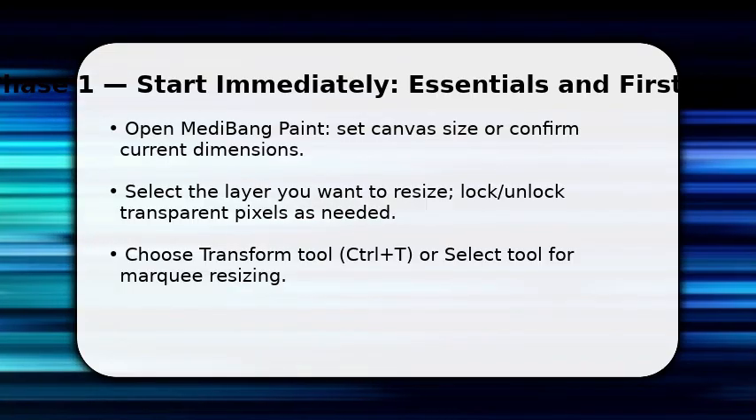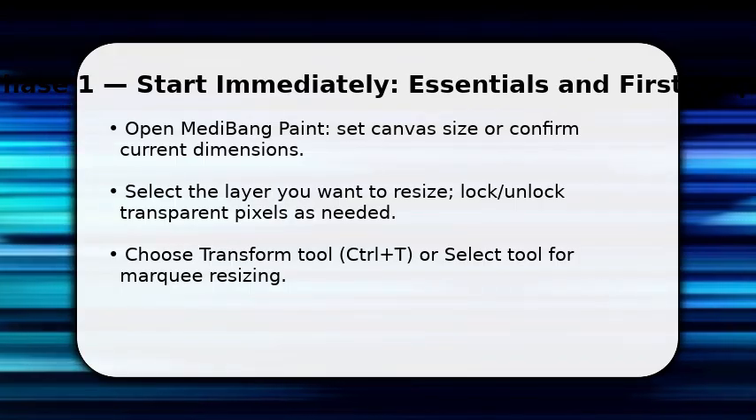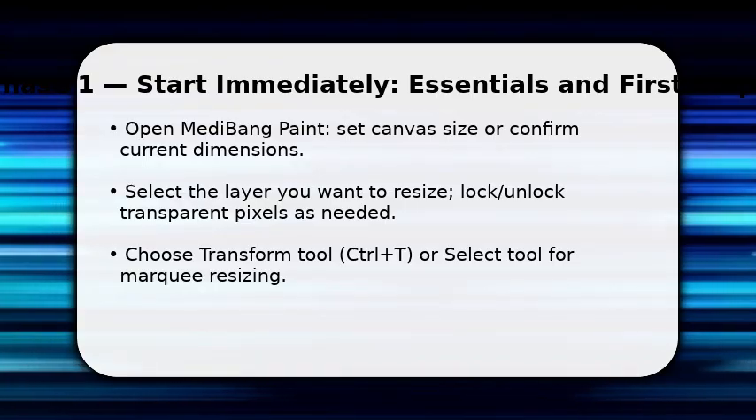This matters because Transform keeps vector and bitmap behavior different. Once selected, you can see handles and the current dimensions, which makes the next step precise and avoids accidental distortion.